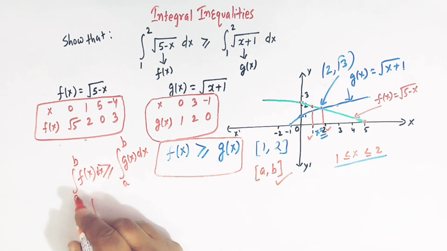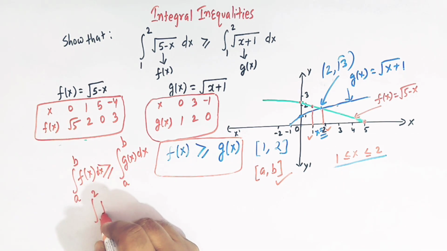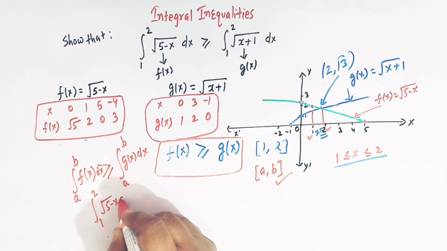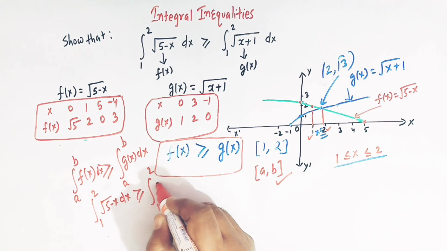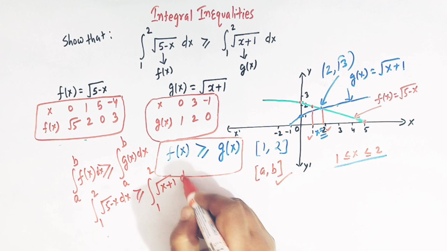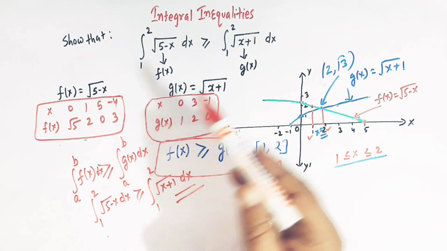So now we can substitute the values here. So we have the integral from 1 to 2 of square root of 5 minus x dx, that is greater than or equal to the integral from 1 to 2 of square root of x plus 1 dx, right? And that's it. This is the required inequality which is to be proved.